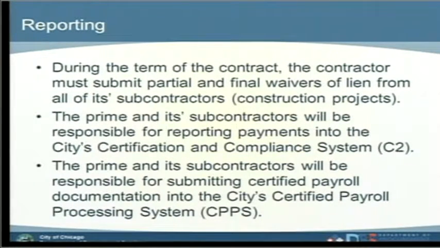Reporting. There are different means and ways to report to the city, depending on the goals of the contract. During the term of the contract, the contractor must submit partial and final waivers of lien from all of its subcontractors, specifically for construction projects. The prime and the subcontractors will be responsible for reporting and confirming payments into the city's certification and compliance system, which we call the C2 system.